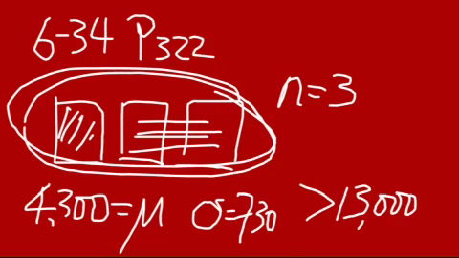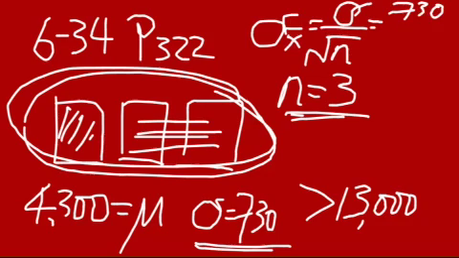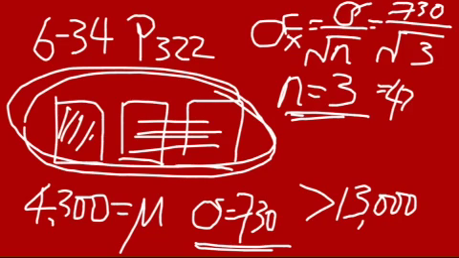So if you know the population standard deviation and you know the sample size, then you can get your standard error. Your standard error comes from the population standard deviation divided by the square root of your sample size. So 730 divided by the square root of 3, and then you get your standard error, 421.5.